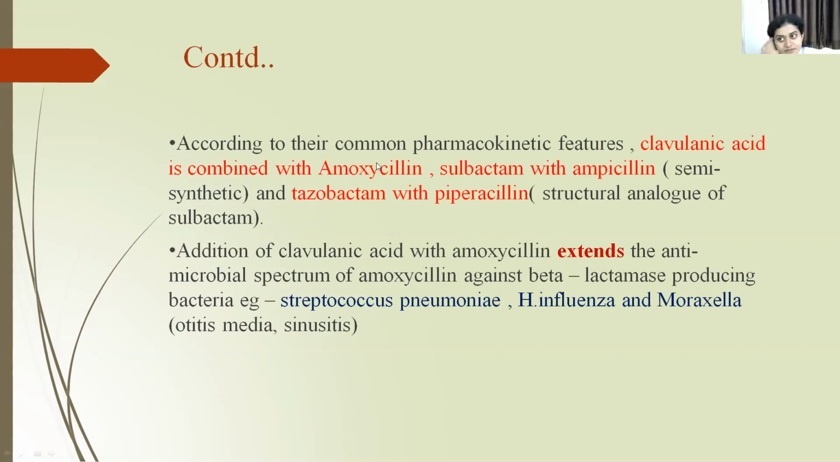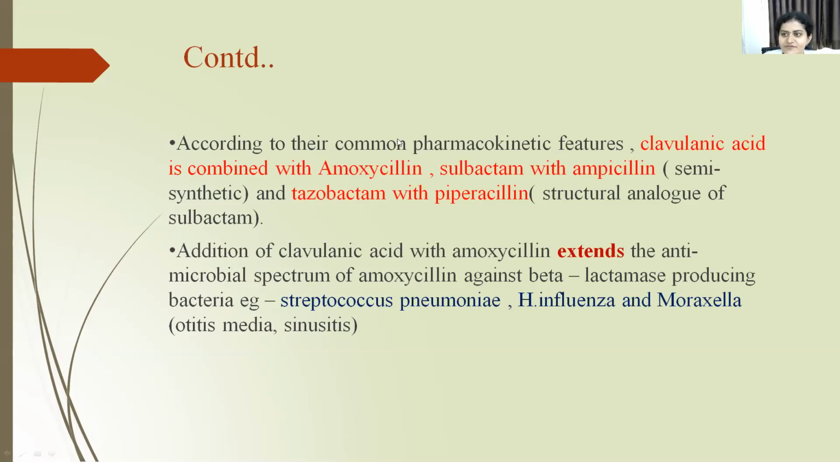So there are some fixed dose combinations you have to remember, because they are matched according to their common pharmacokinetic features. Clavulanic acid is combined with amoxicillin, sulbactam is combined with ampicillin, and tazobactam is combined with piperacillin. Remember, in the market, most commonly clavulanic acid comes in combination with amoxicillin. Sulbactam is combined with ampicillin. Tazobactam is combined with piperacillin. So these are the fixed dose combinations.